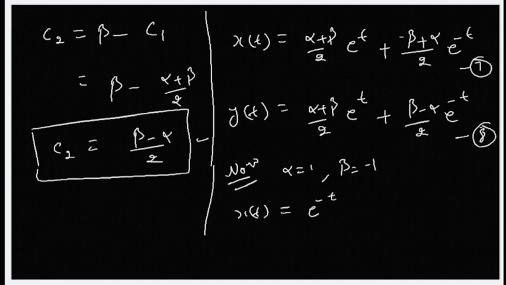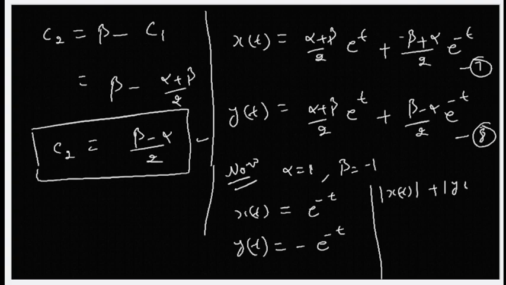t only. Similarly, the value of y of t when alpha equal to 1 and beta equal to minus 1: this term is 0 and this term is minus 2, so the 2s cancel out, and we get minus e to the power minus t. Now next we need to find mod of x t plus mod of y t.